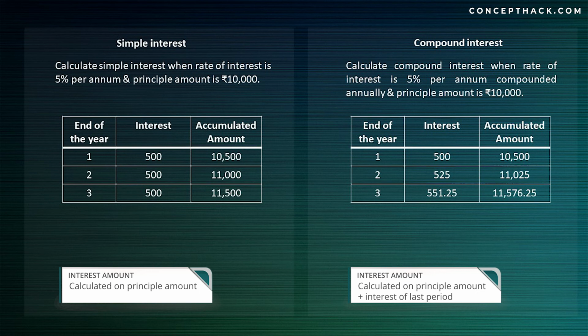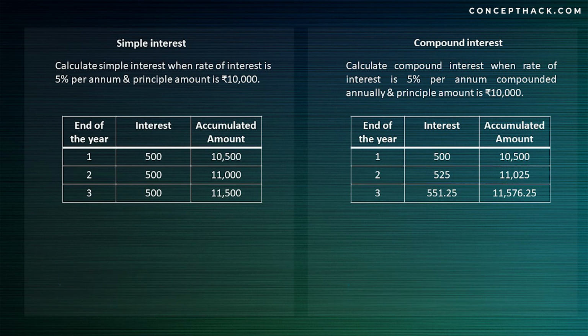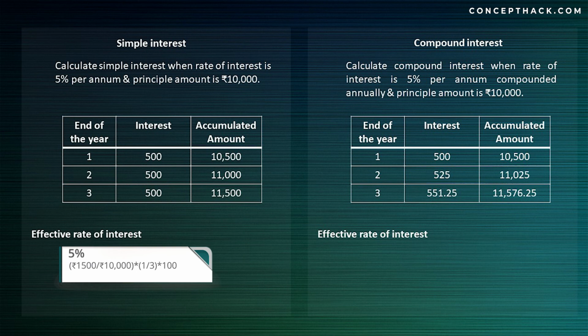In compound interest calculation, interest is also calculated on interest, which is known as the interest on interest concept. Compounding is a process where you add principal amount with interest in order to calculate interest. Now let us try to calculate effective rate of interest per annum. Effective rate of interest per annum in case of simple interest is 5%, which is 1,500 divided by 10,000 divided by 3 years into 100. So the important point to note here is the rate of interest is equal to the effective rate of interest.